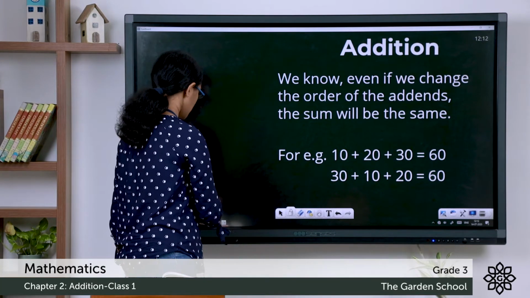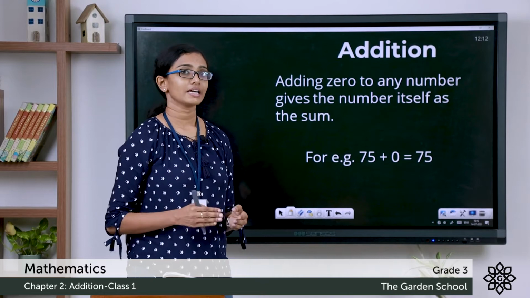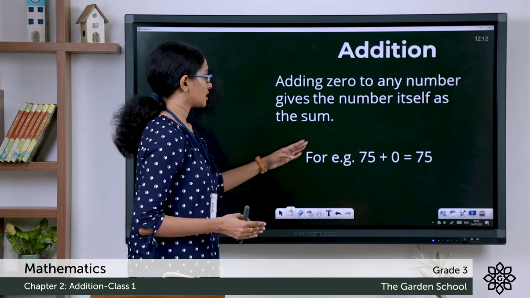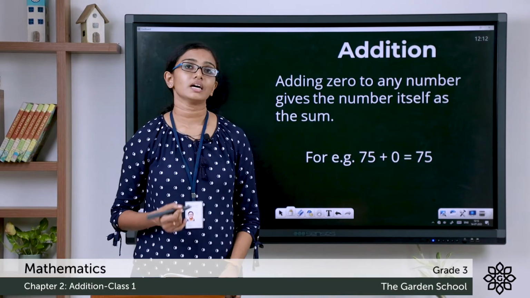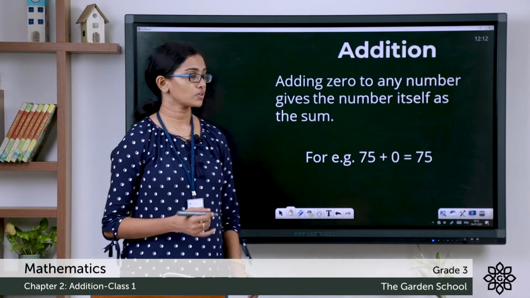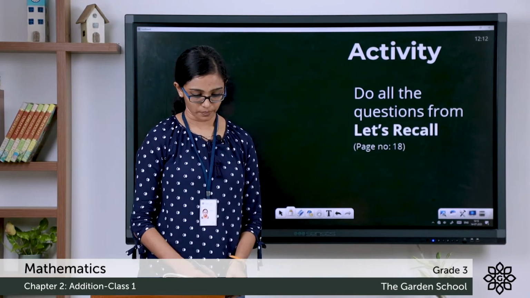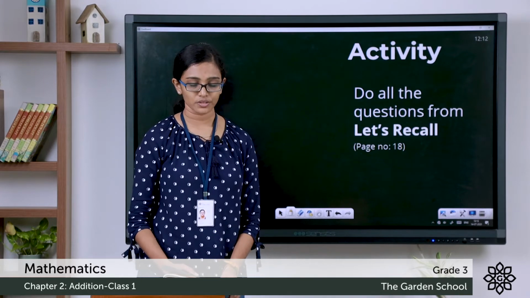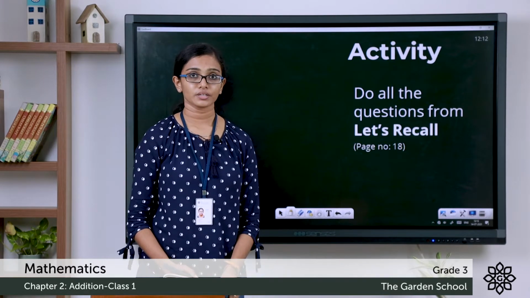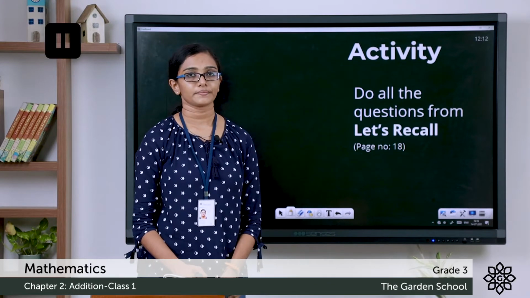And we have also learned that even if we add 0 to a number, it remains unchanged. It's 75 plus 0 gives 75 itself. Let's learn more about addition today. So let's start with the first page in your chapter 2. Page number 18. You can see the heading, let's recall. All of you please go through the questions and answer the questions. You can pause the video, finish the activity and come back.